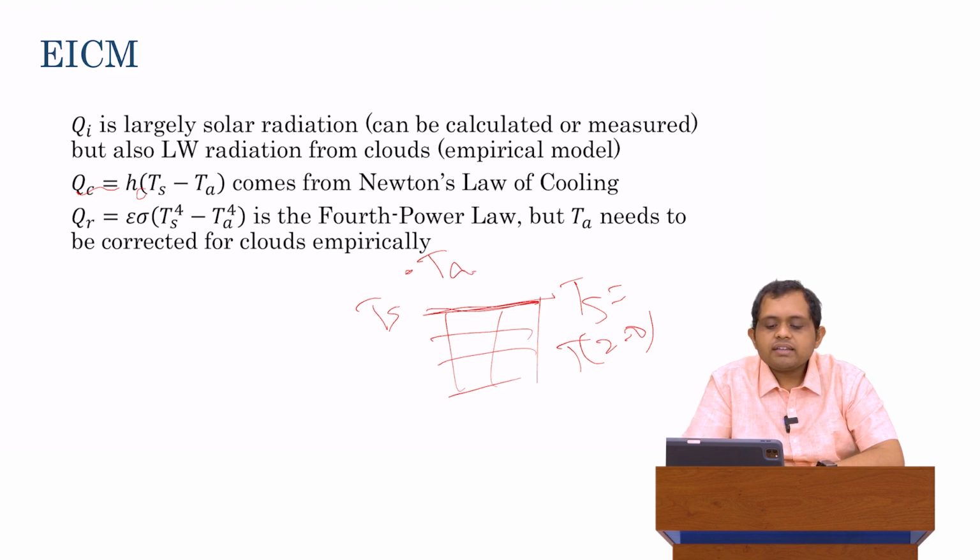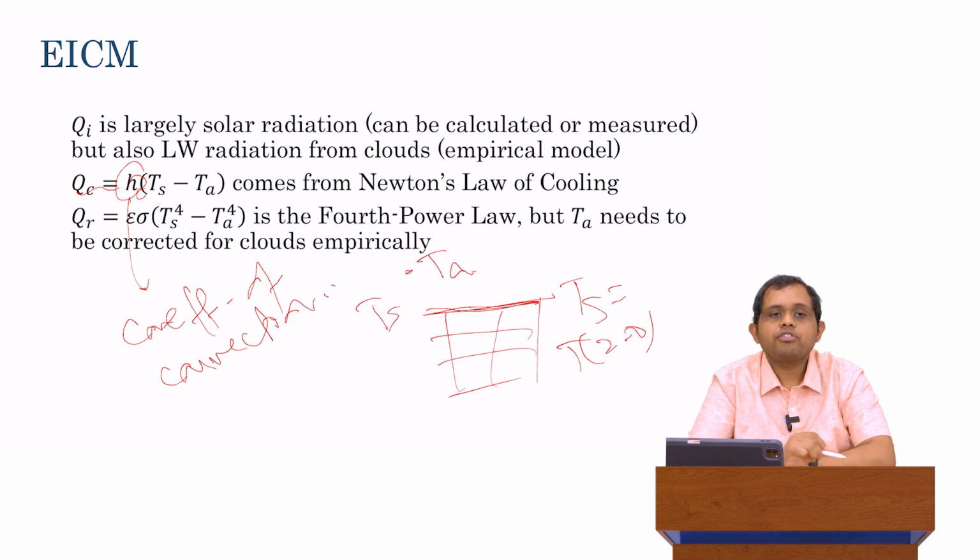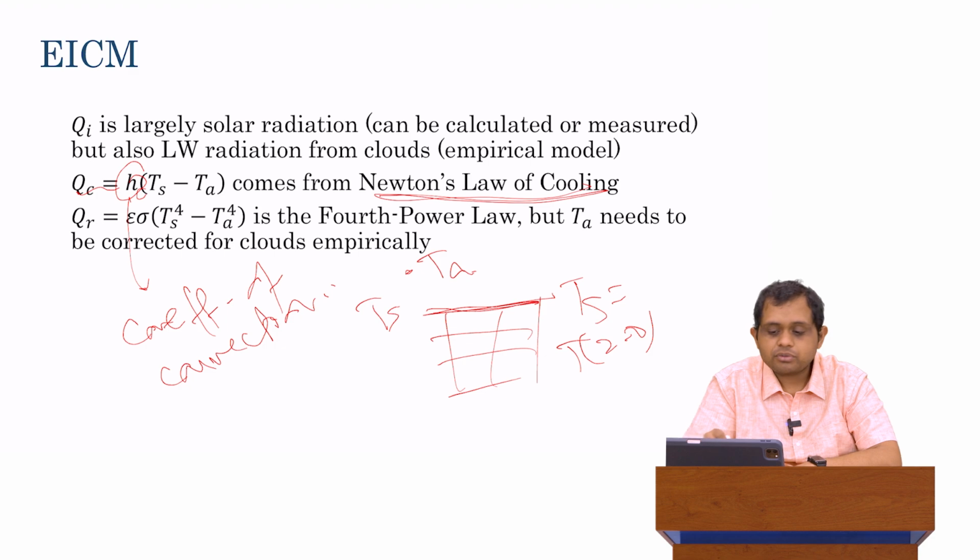So QC is HC into TS minus TA, where HC is what we call the coefficient of convection. Again, I hope you studied this in high school. So this is called the coefficient of convection. This particular formulation, that QC is equal to HC into TS minus TA, is actually called Newton's law of cooling. Yes, same Isaac Newton. So this is based on Newton's law of cooling.